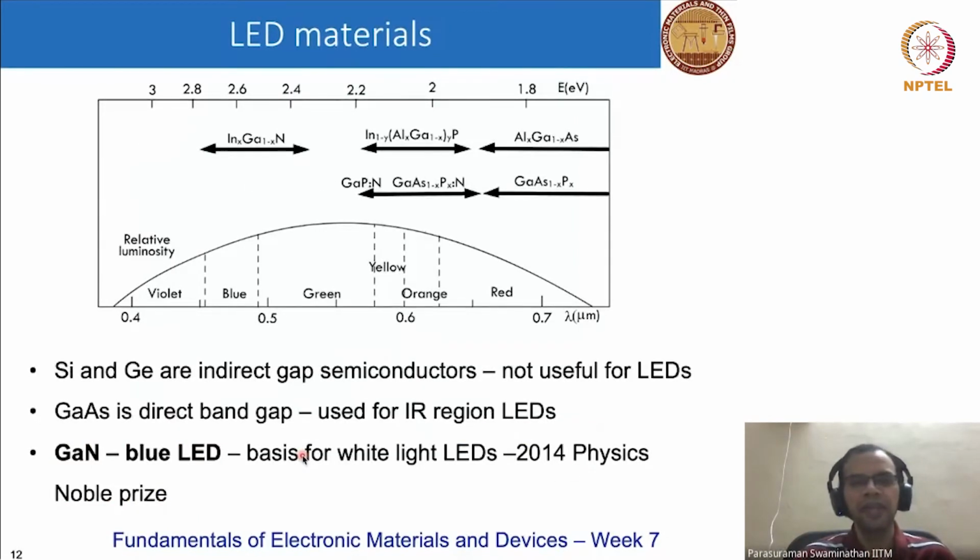There are different LED materials that are out there. So silicon and germanium cannot be used because they are indirect bandgap semiconductors. But depending upon the kind of wavelength we want, we can choose different materials. So gallium arsenide is a direct bandgap material, but it emits in the IR region. So if we want an IR LED, we can use gallium arsenide. Gallium nitride is a blue LED, and this was the basis for making white light LEDs, which we now use at homes for lighting.